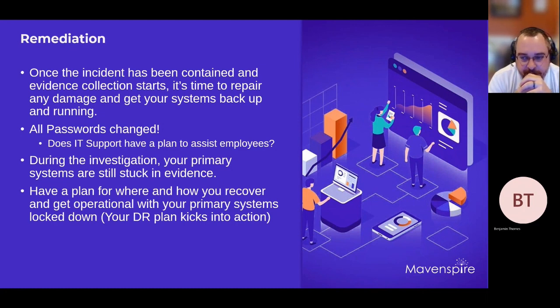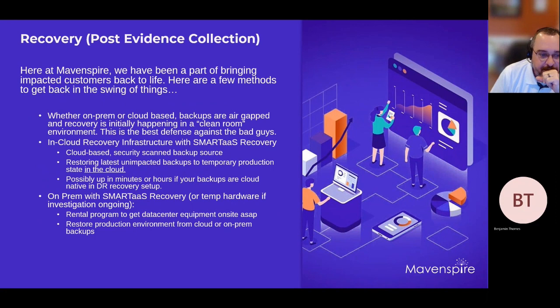If my primary systems, on-prem data center equipment being the primary example, are still stuck in evidence, I can't start using them until federal authorities say, okay, we're done, investigation complete. You can now use the equipment again. So I've got to get back up and running somewhere. So again, DR planning is a big piece of this. And so you jump into recovery, jumping in post evidence collection. And now where can I go and recover to? There are some different options here.